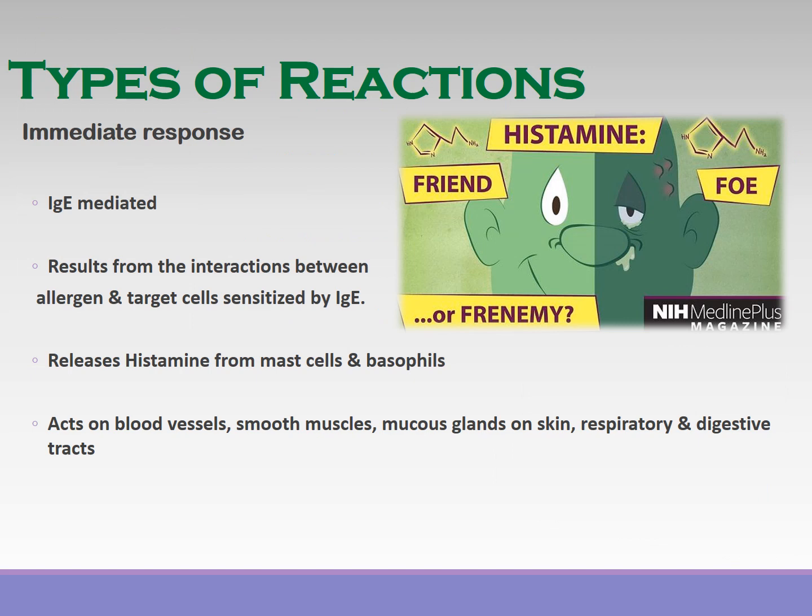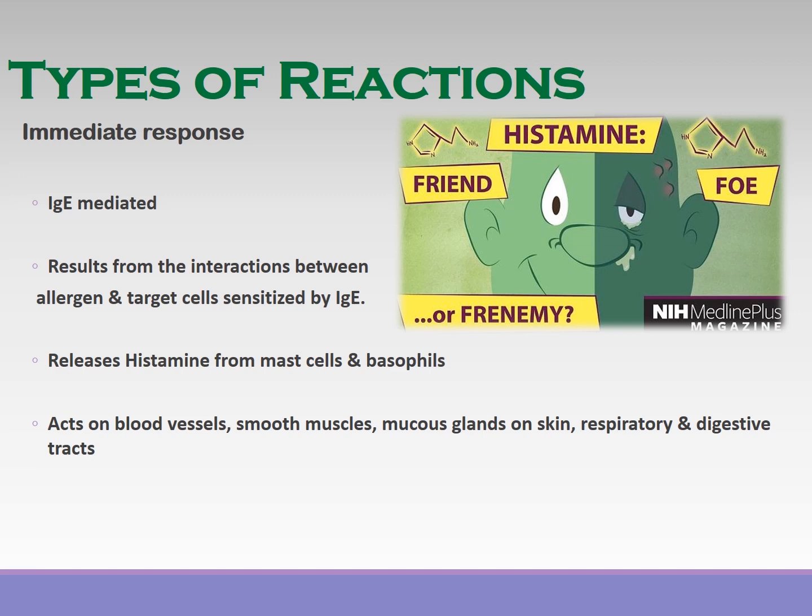There are two types of reactions that usually happen in food allergy. The first one is the immediate response. With the name itself we can understand it is the response which occurs in fractions of seconds. The immediate response is generally an immunoglobulin E mediated response. It results from the interactions between the allergen and target cells sensitized usually by immunoglobulin E.